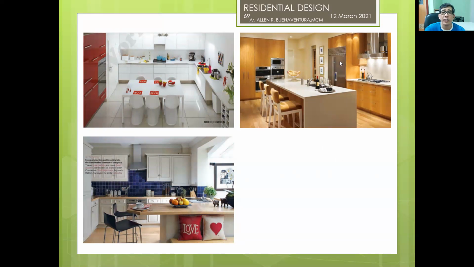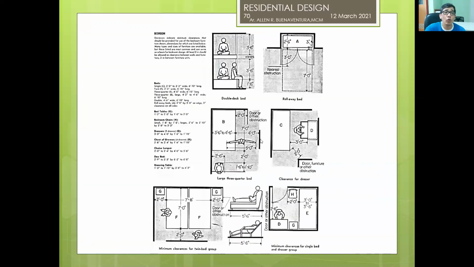The cooking, the sink, and the refrigerator. So it's also a triangle. Right? So in bedrooms, we have different types of designs for bedrooms. We have double-deck beds. We have a roll-away bed, in case you want an open area right after sleeping. You can tuck the bed away on the wall. And we have the large quarter bed, when one edge of the bed is connected or attached to a wall.